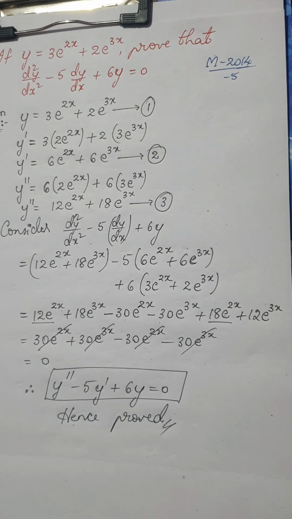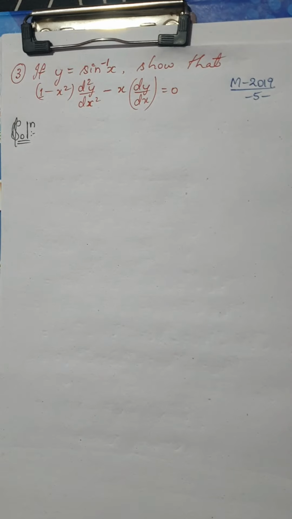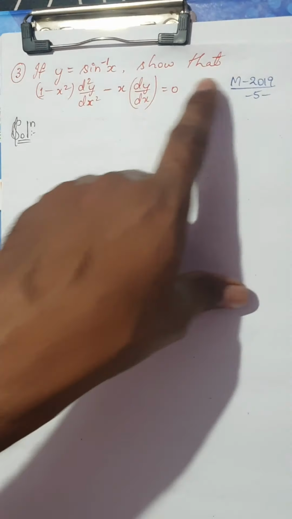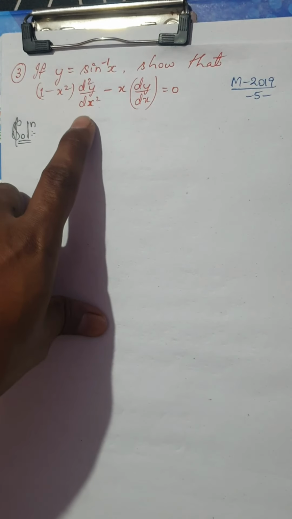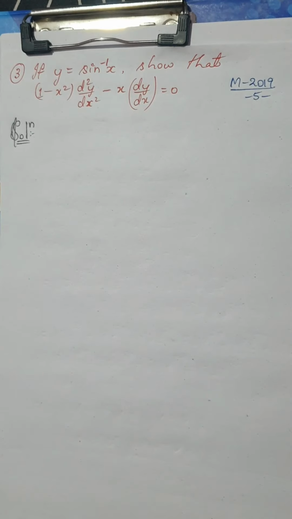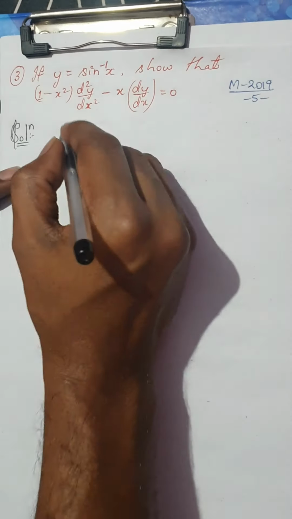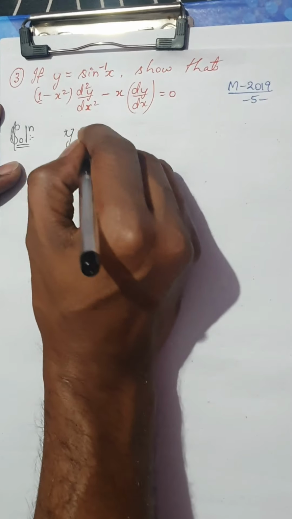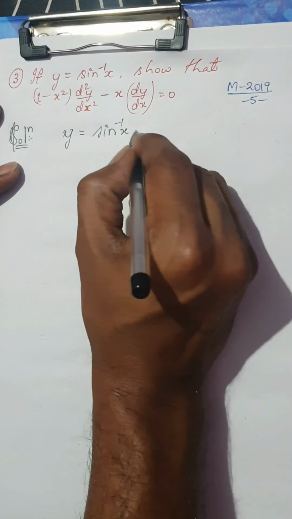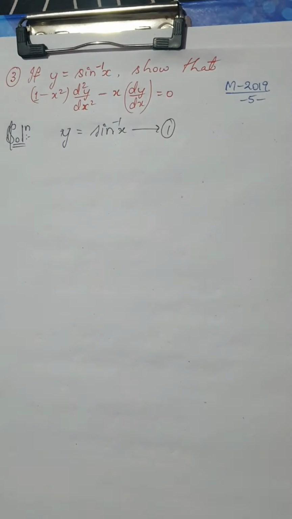Okay? Right. So, the third question we have is: if y is equal to sine inverse x, show that 1 minus x square into d square y by dx square minus x into dy by dx is equal to 0. Okay. Now, let us start with our regular procedure. Let me take y is equal to sine inverse of x. Treat it as equation 1.